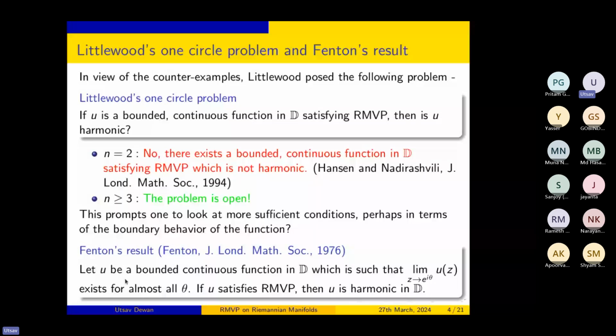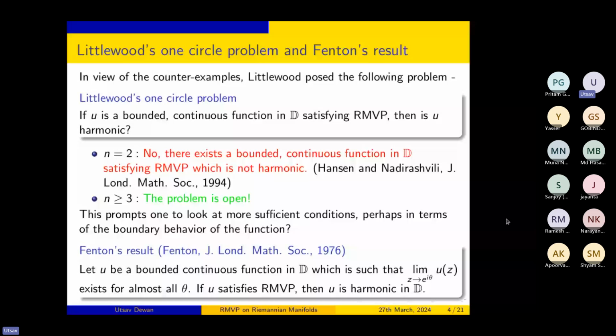So you start off with a bounded continuous function in your disk D that satisfies RMVP. And in addition to these three conditions, you also assume that the boundary limit exists for almost all points of the unit circle. Then the function is going to be harmonic. So when you add this extra condition, which says that the boundary limit exists on a full measure subset of the boundary, then the function actually turns out to be harmonic. This is the result of Fenton, which we would like to see in a more general setup.